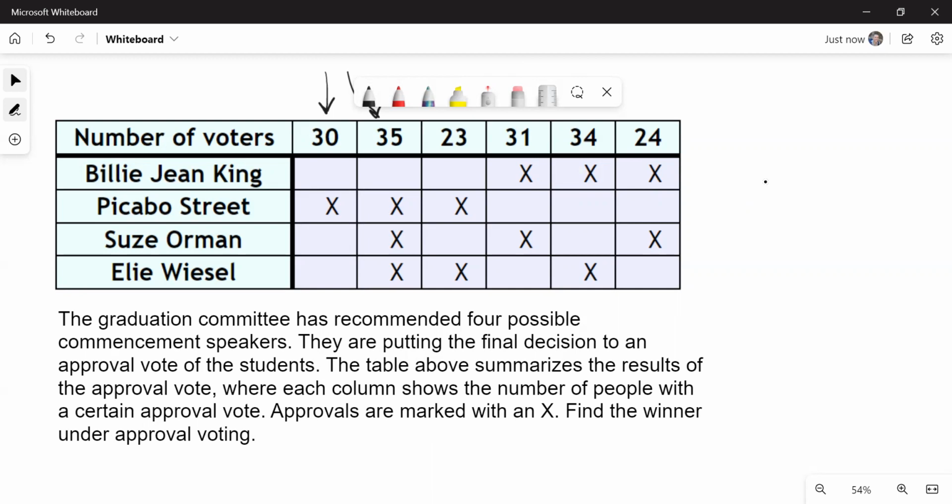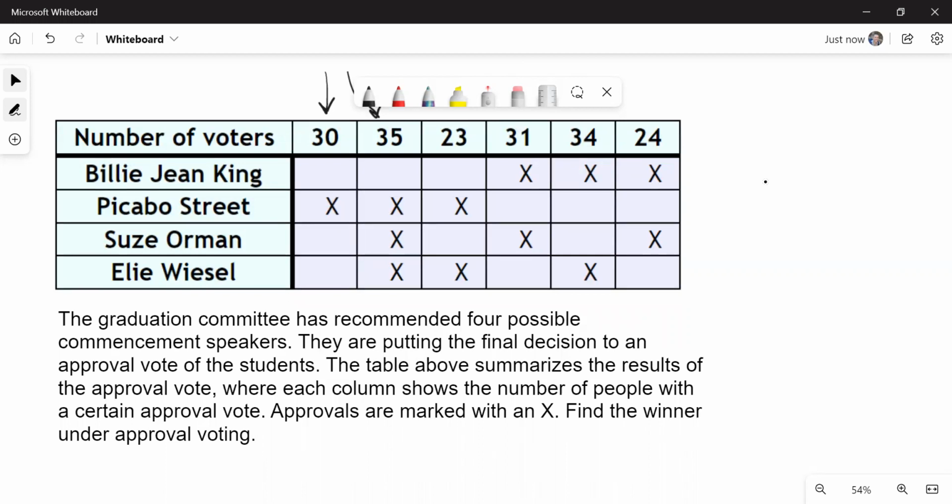The graduation committee has recommended 4 possible commencement speakers. They are putting the final decision to an approval vote of the students. The table above summarizes the results of the approval vote, where each column shows the number of people with a certain approval vote. Approvals are marked with an X. Find the winner under approval voting.